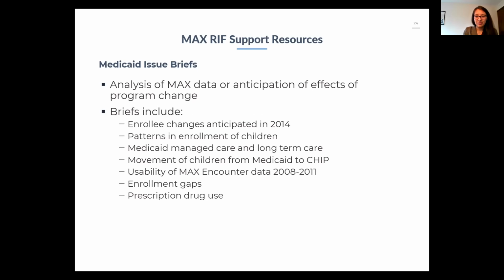The last resource for MACs that I wanted to talk about was issue briefs. These are an analysis of MACs data or in anticipation of program changes, and they're comparable to the chart books in that they have narrative to support statistics or findings. Some of the ones I use a lot are the encounter data in comprehensive managed care, which we already talked about. There are also some provider and utilization oriented reports, which is a little different than the beneficiary or recipient level utilization information that we've been discussing.